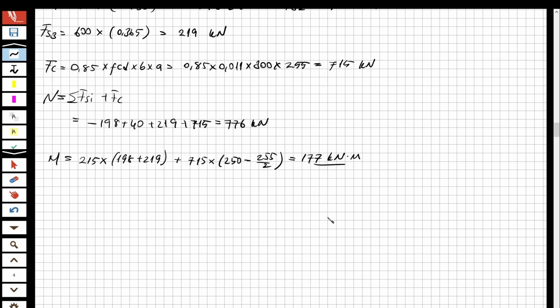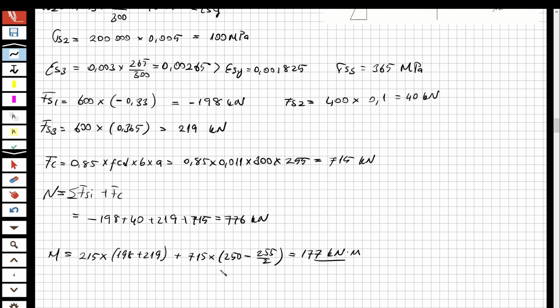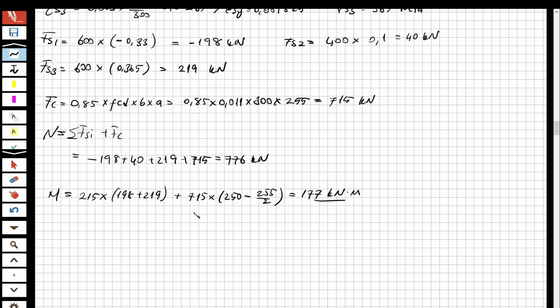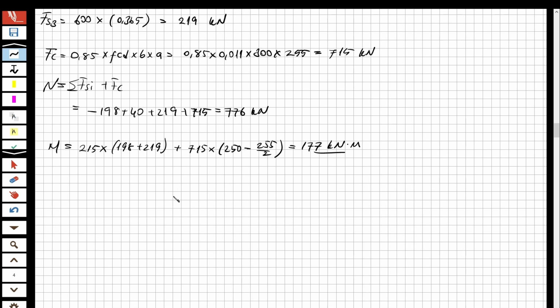Okay, so now let's make a check. Look at here, 250 is the half of the cross section, and this is the concrete block, and this is the concrete force. So it's going to act at the midpoint of that 255. So 250 minus 255 over 2, the moment arm for the F concrete. Now I guess you understand how we are going to do it also for this one. Let's do the last part, and we are going to draw the interaction diagram.